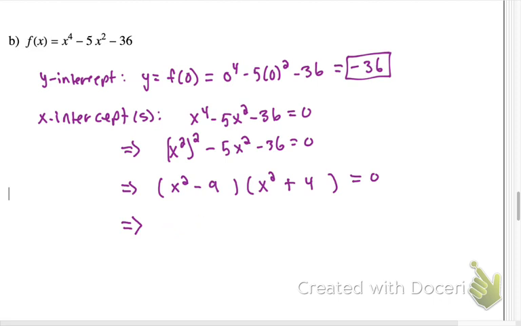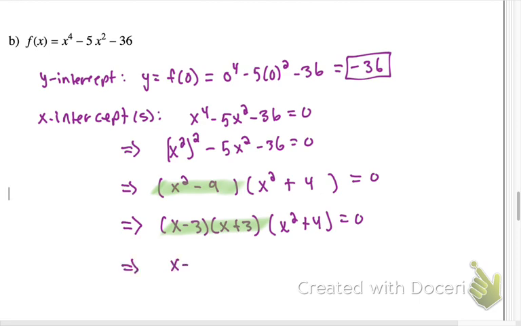Oh, sorry, I'm trying to skip a step. First, what we're going to do is factor this x squared minus 9, and that'll factor as x minus 3 times x plus 3. And then x squared plus 4 is not factorable over the real numbers, so that factor is going to stay. So we can set x minus 3 equal to 0, x plus 3 equals 0, and it turns out that x squared plus 4 can never equal 0. Okay? Not over the real numbers anyways.